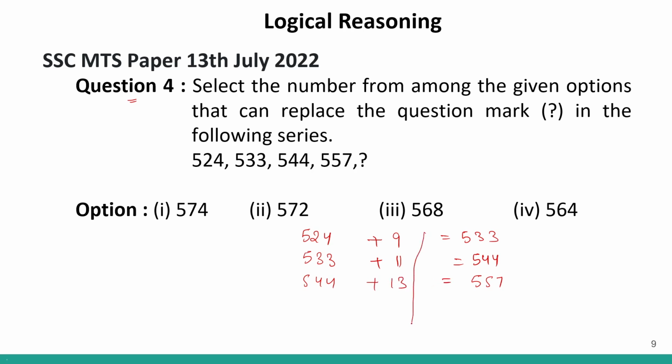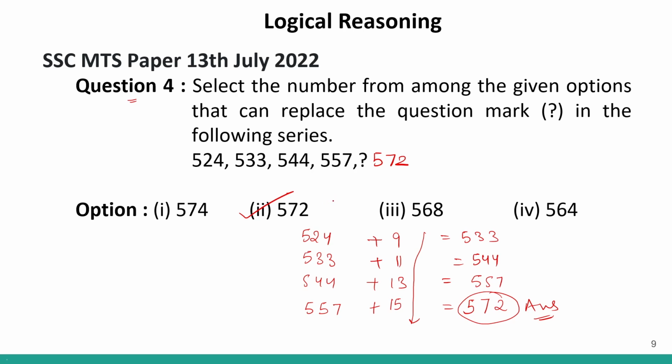Correct? So this is an increasing order of consecutive odd numbers. So the next odd number will be 15. So I would have to add 557 with 15. 7 plus 5 will give me 12, 1 would be carried. 5 plus 1, 6 plus 1, 7, and 5. So my answer will be 572. This would be the next missing element over here. This is given in option number 2. Therefore, option number 2 will be the correct answer to this question.